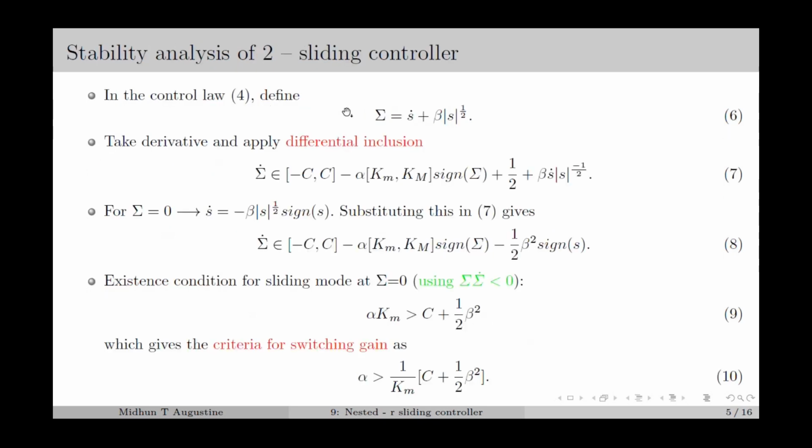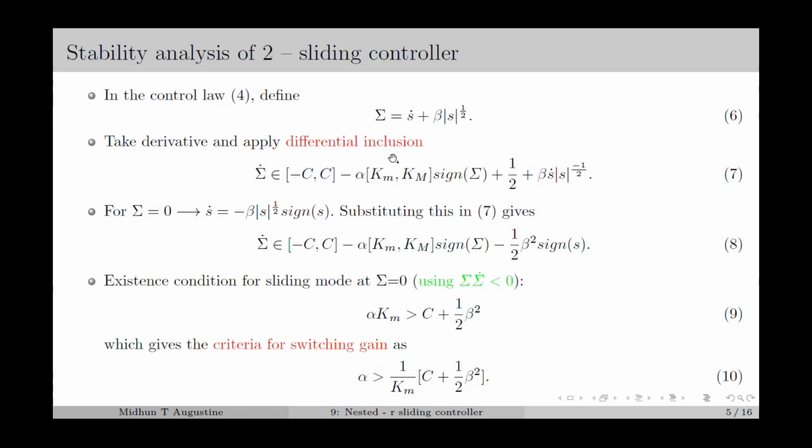In the control law we can define the term sigma as in equation number 6. So in the previous control law we selected beta equal to 1, but beta can be chosen as any positive scalar. Now if we take the derivative of this term, we have s double dot appears, and in which we can substitute the differential inclusion, and which results in equation number 7. Now for sigma equal to 0, we have s dot equal to minus beta into mod s raised to 1 by 2 sign of s. Now if we substitute this s dot in this equation, we can rewrite it as in equation number 8.